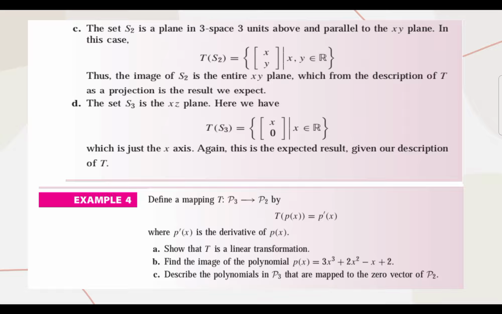Then A, show that T is a linear transformation. B, find the image of the polynomial P(x) = 3x^3 + 2x^2 - x + 2. Then C, describe the polynomials in P_3 that are mapped to the zero vector of P_2.